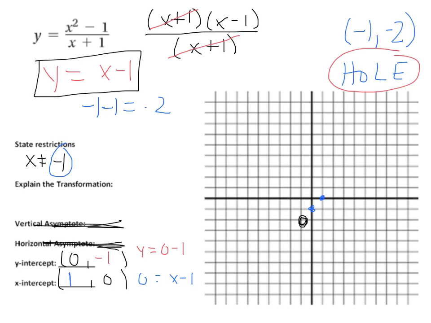So now that I have enough points on my line, I draw my straight line. Do not go through your hole, because you have to make sure to represent that that is a spot where x cannot be.